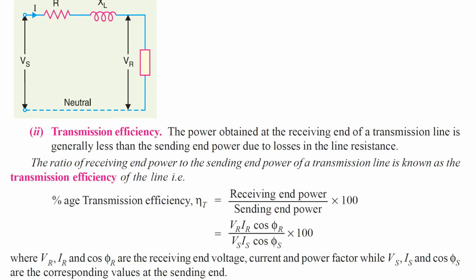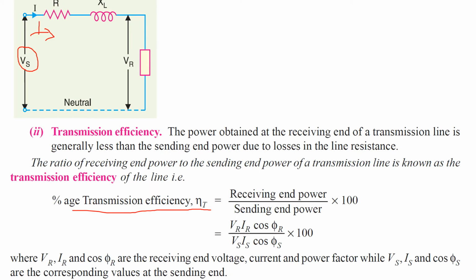Another term is transmission efficiency. Mathematically, if you look at this equation, it is the ratio of receiving end power divided by the sending end power. The sending end is the point at which the power is generated and injected in the line. So let us say the power is injected at this point.